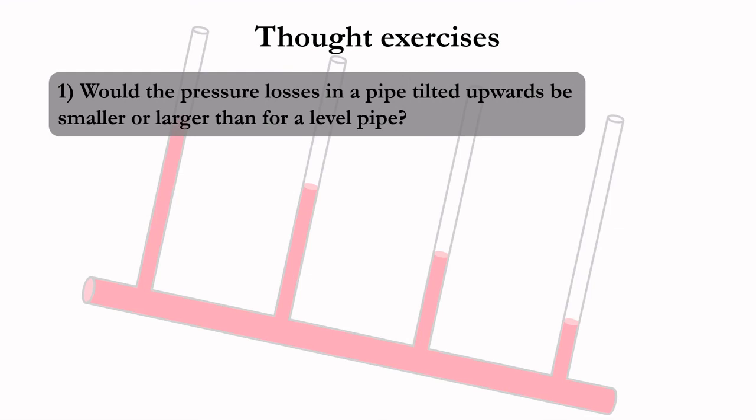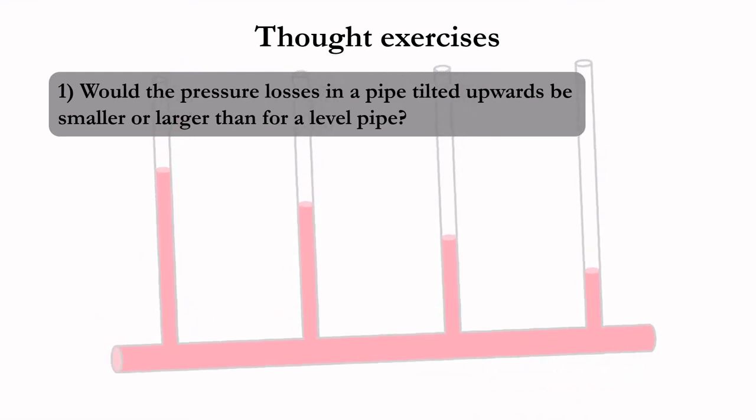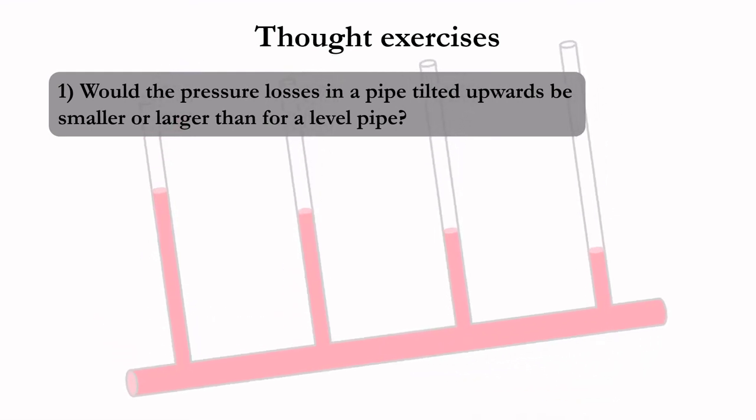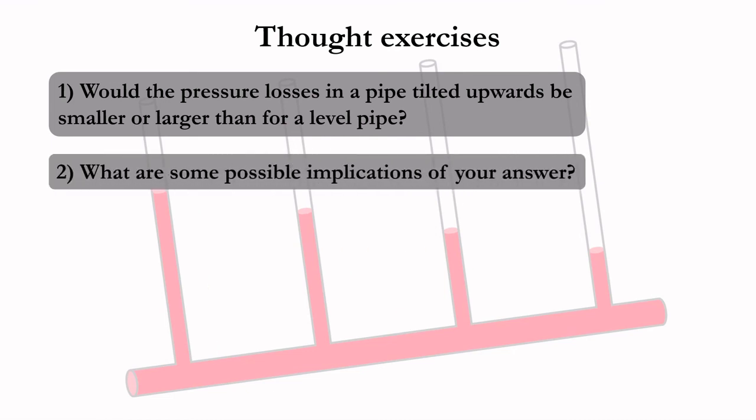Would the pressure losses in a pipe tilted upward be smaller or larger than for a level pipe? As an engineer, what are some possible implications of your answer?